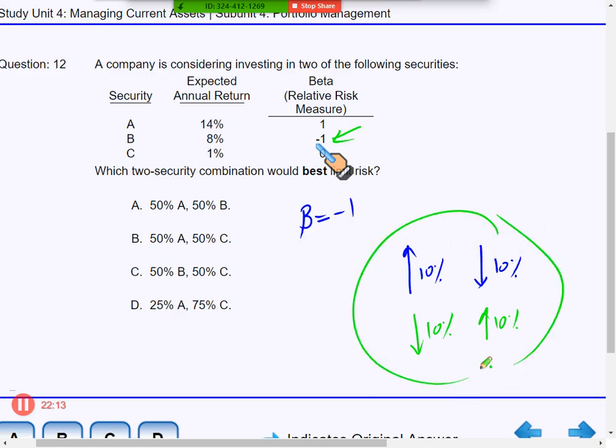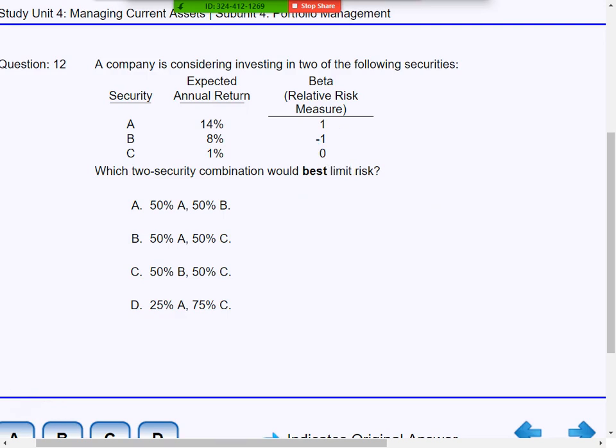Here we go. So here we need to diversify. When we need to diversify, we have to combine those investments that are negatively correlated in order to maximize the impact of diversification. That would result in maximum reduction of risk. So which two securities combination would best limit the risk? C has beta 0. It is totally unrelated to the market. So we will not be able to diversify by introducing C in our portfolio.